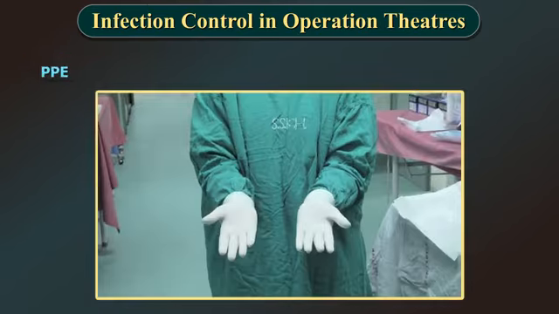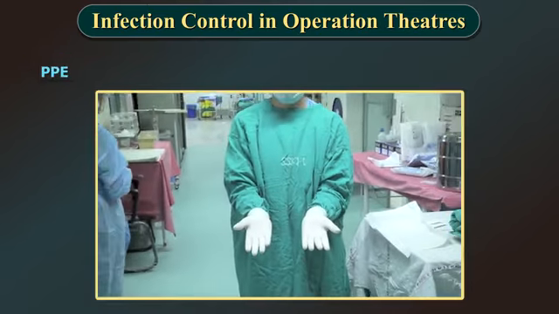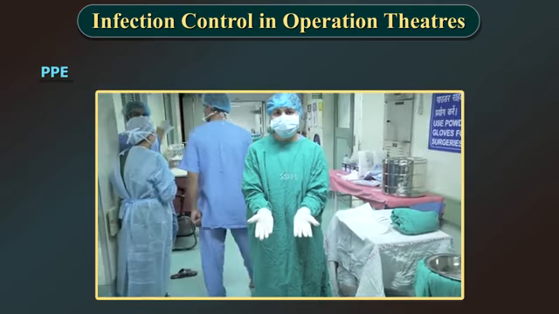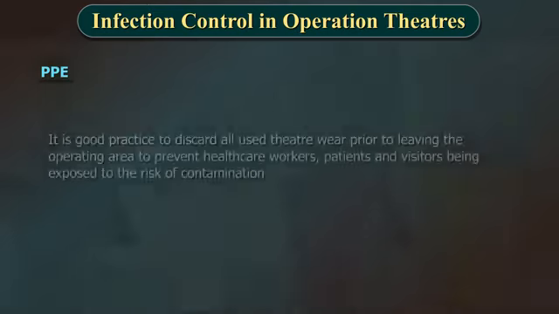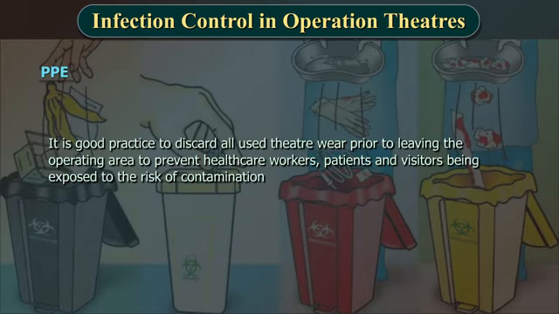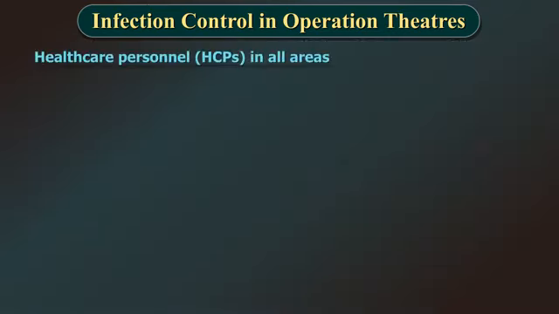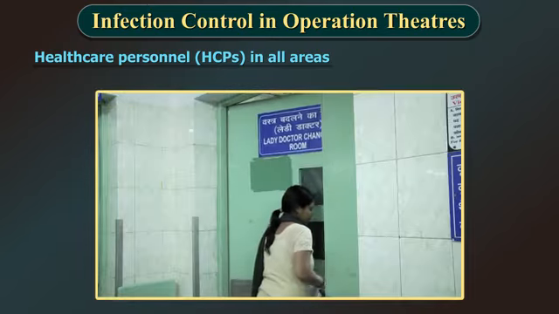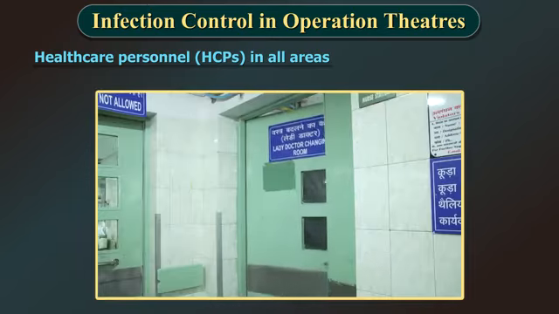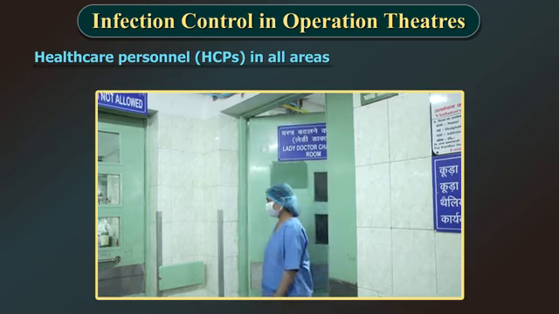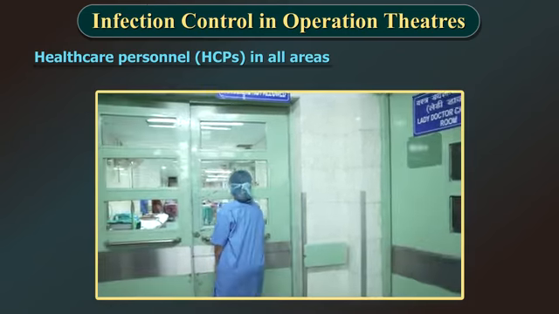PPE. Please follow appropriate instructions on donning and doffing personal protective equipment in operating room. It is good practice to discard all used theatre wear prior to leaving the operating area to prevent healthcare workers, patients, and visitors from being exposed to the risk of contamination. Healthcare personnel or HCPs in all areas. Wear dedicated non-sterile attire. Staff should keep their movements in and out of the operating room to a minimum.